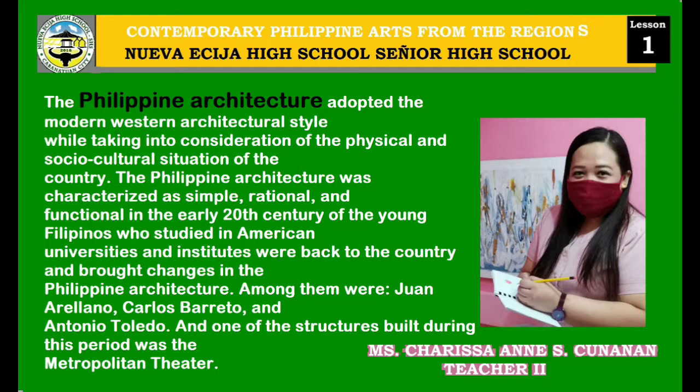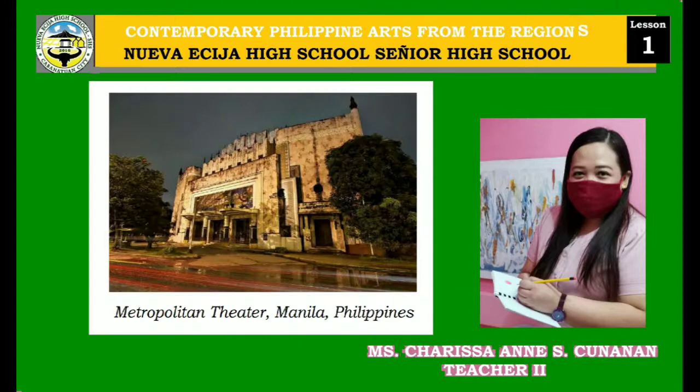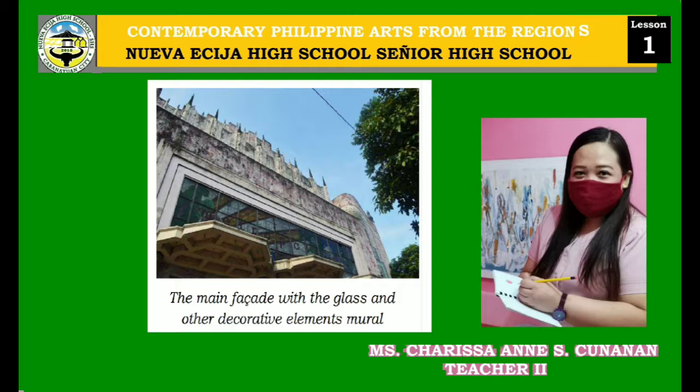Philippine architecture adopted the modern Western architectural style while taking into consideration the physical and psycho-cultural situation of the country. Philippine architecture was characterized as simple, rational, and functional in the early 20th century. Young Filipinos who studied in American universities and institutes came back to the country and brought changes in Philippine architecture. Among them were Juan Arellano, Carlos Barreto, and Antonio Toledo. One of the structures built during this period was the Metropolitan Theater.